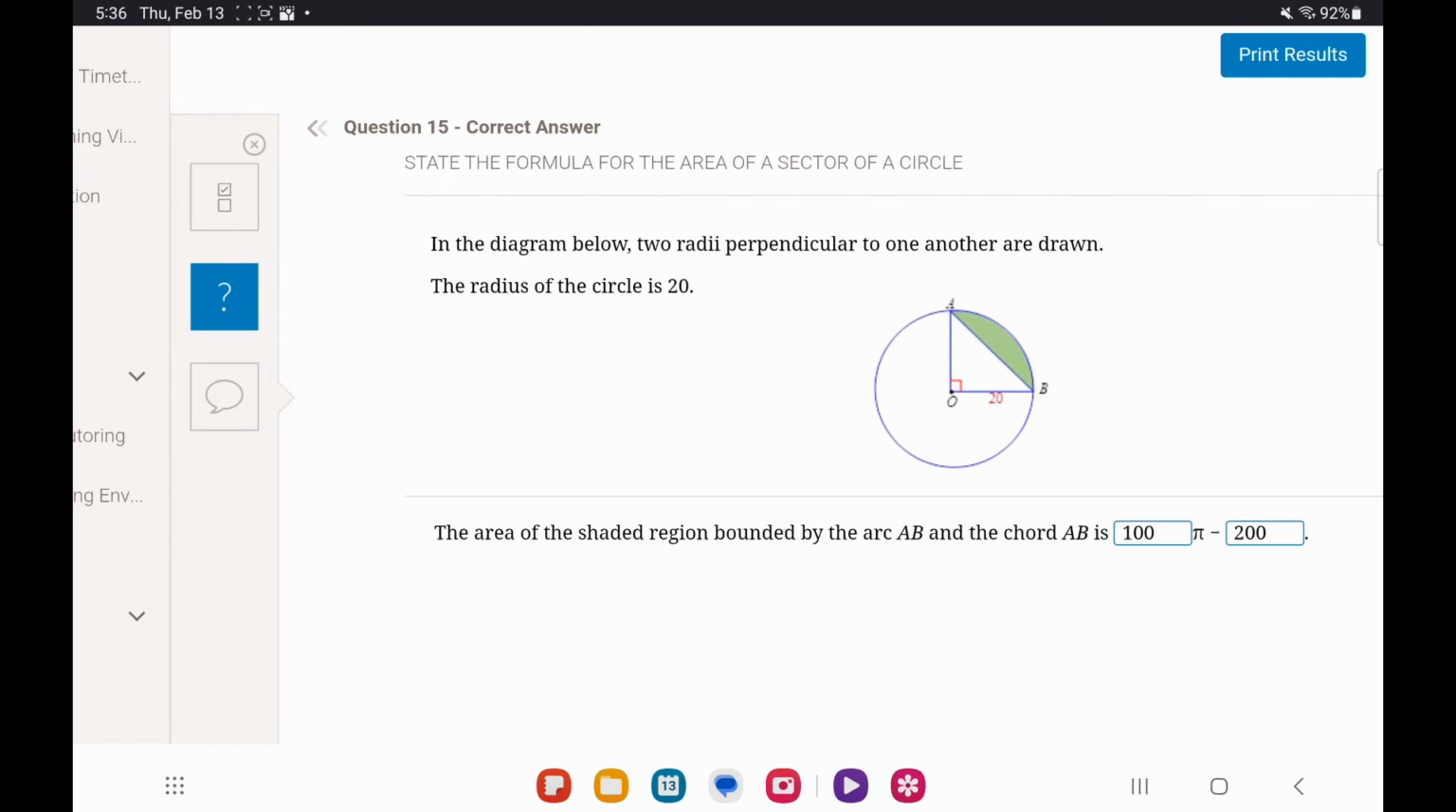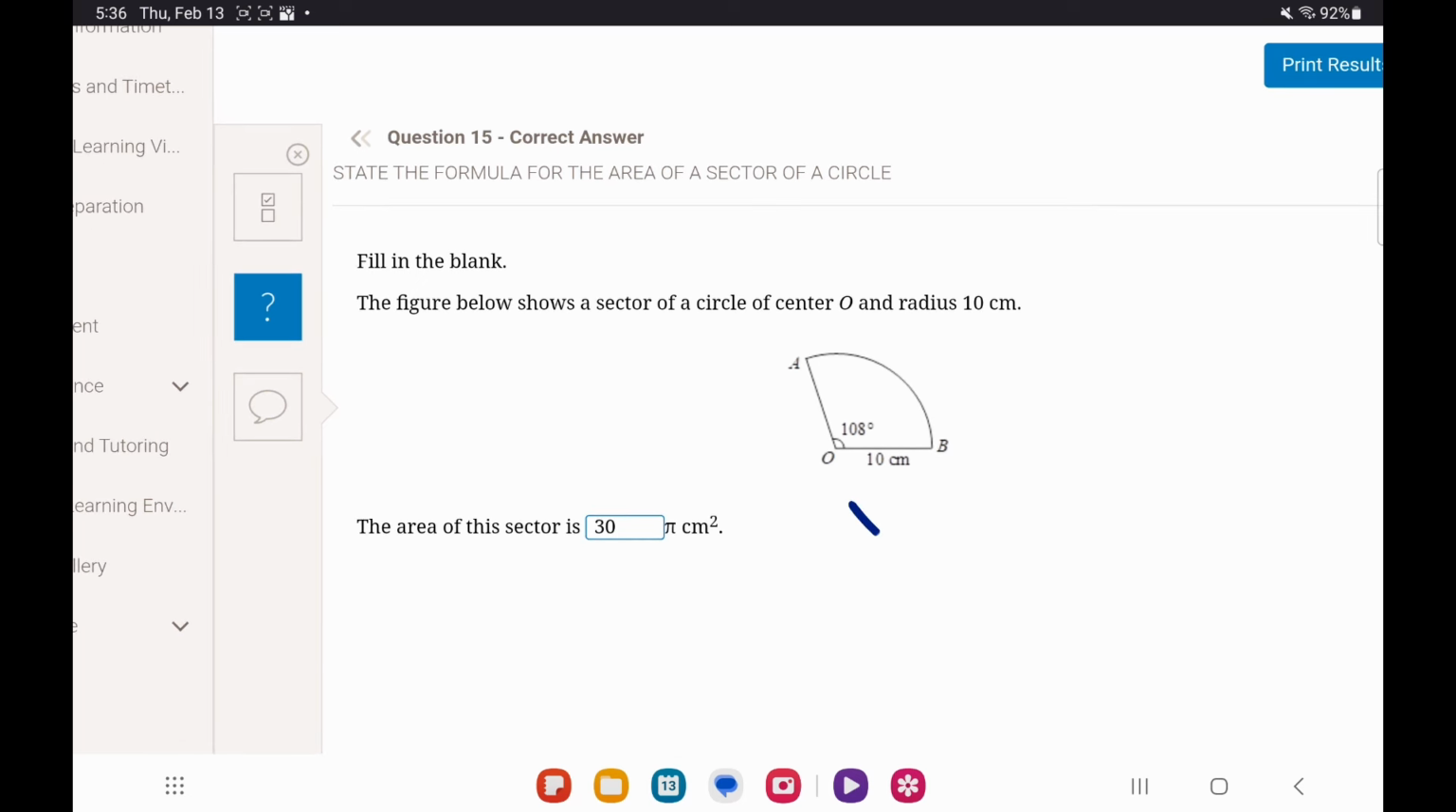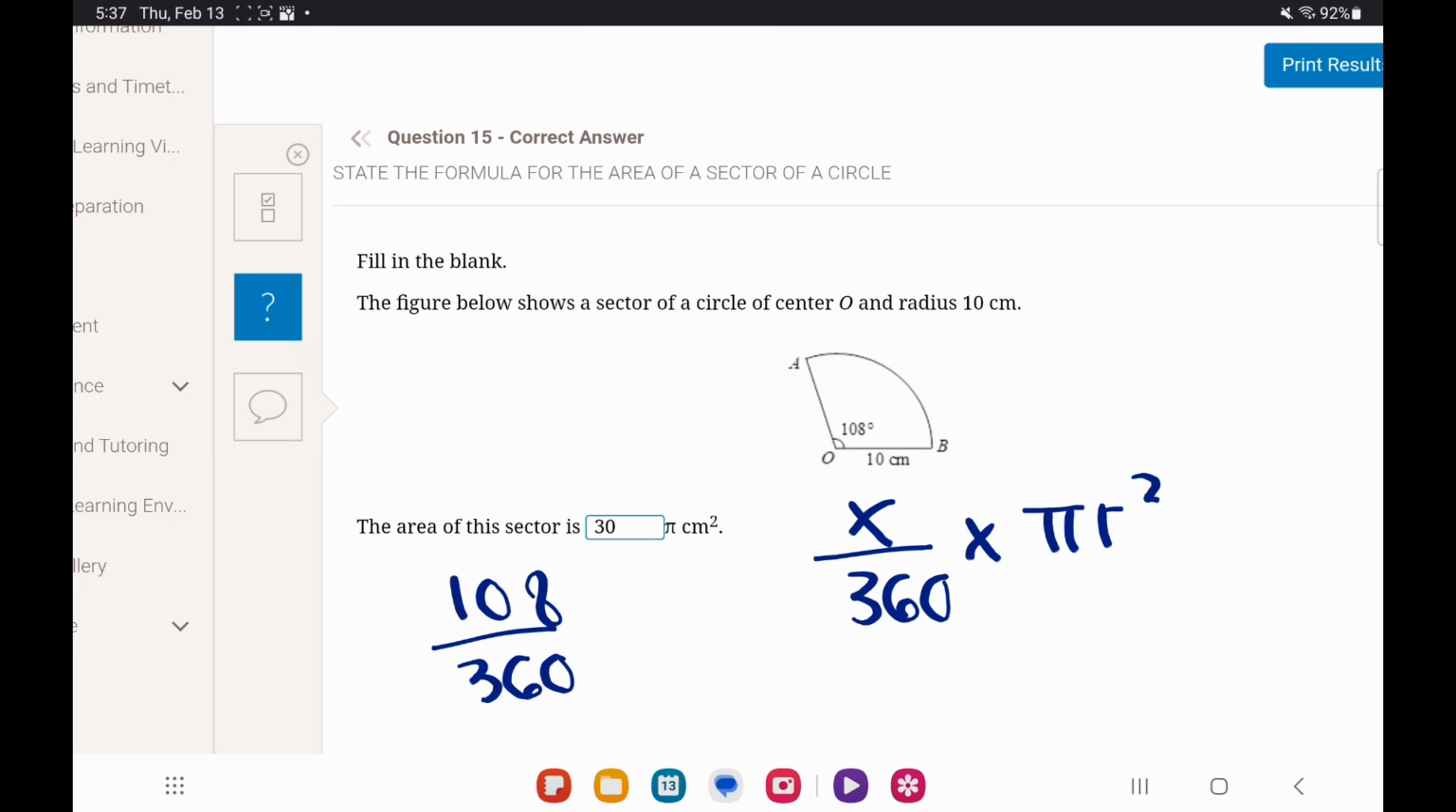Now the last question, finally. They want the area of a sector, and they're giving us it easy, because it's literally one rule and that's all you need to use. So the area of a sector is x over 360 times pi r squared. We have the angle, which is 108, so 108 over 360 times pi, and our radius is 10, so 10 squared. Do it on your calculator.